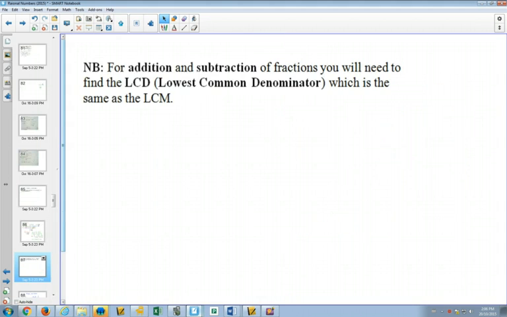Why do we have a lowest common multiple? It's important for addition and subtraction of fractions. So what we're doing in the next little bit is, we did fractions in the first unit, and we do fractions again in this unit. Because for fractions you need a common denominator, and if you can find the lowest common denominator, that's like finding the lowest common multiple.